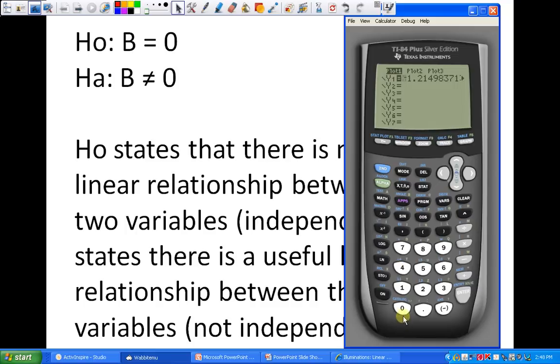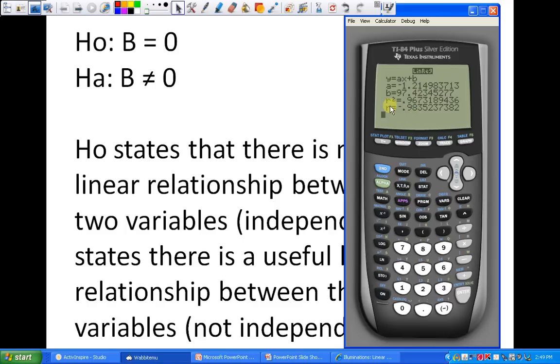Now one thing I'll show here, and you don't have to do this every time. If you go to second 0, that's your catalog. I'll go down to the D's and turn the diagnostics on, make sure it says done. If you ever don't get an R or R squared value, that's why. Just make sure you turn those on. So I'm going to run it again. Notice that our R value is negative 0.98, which is a very strong negative relationship.